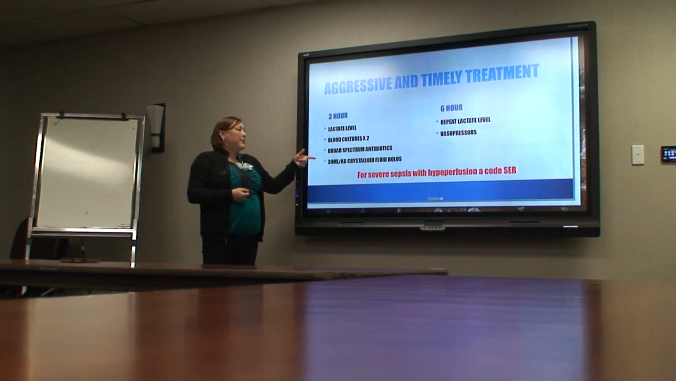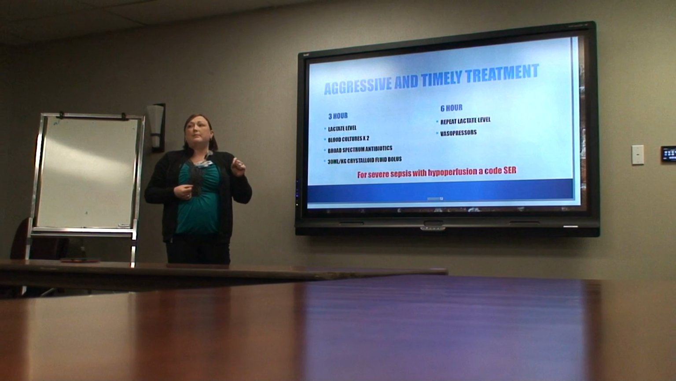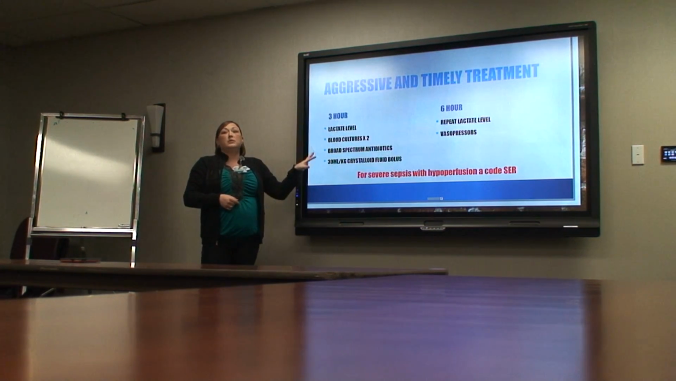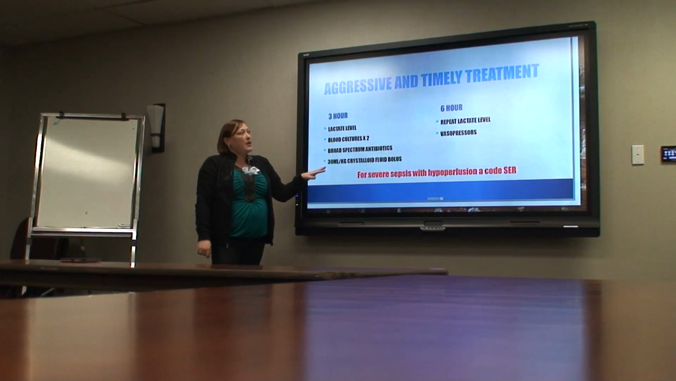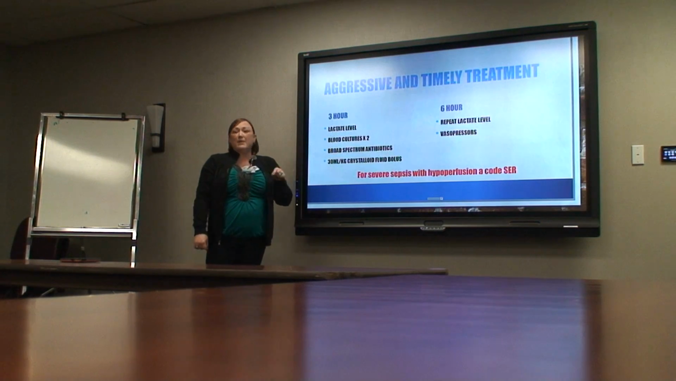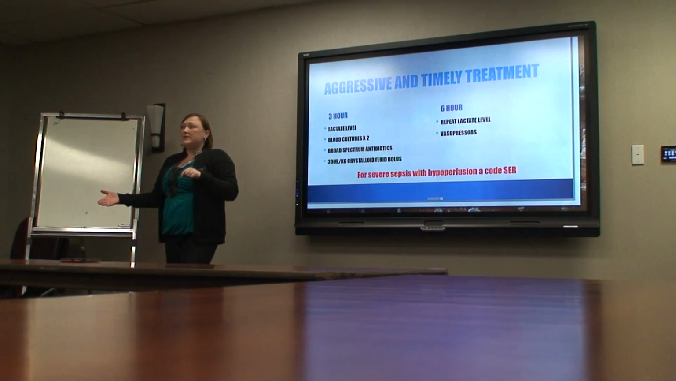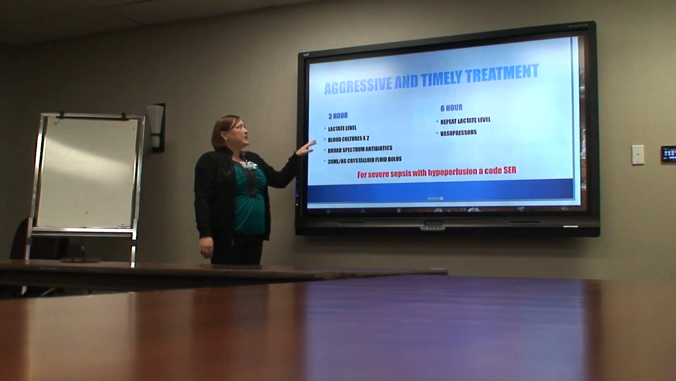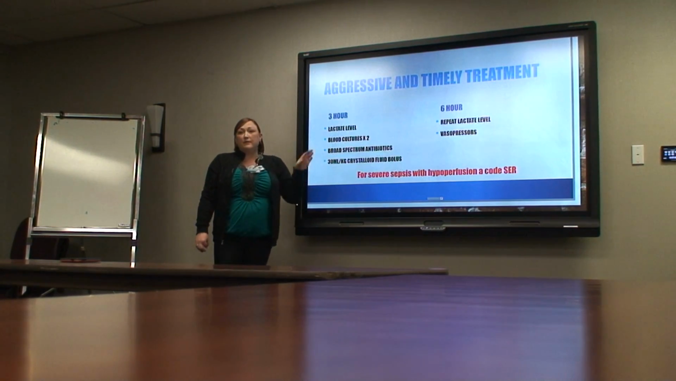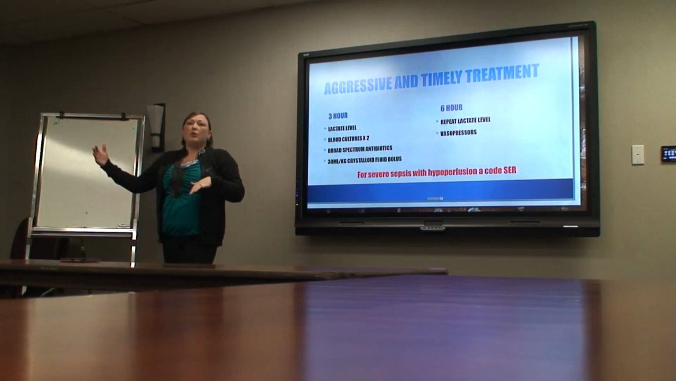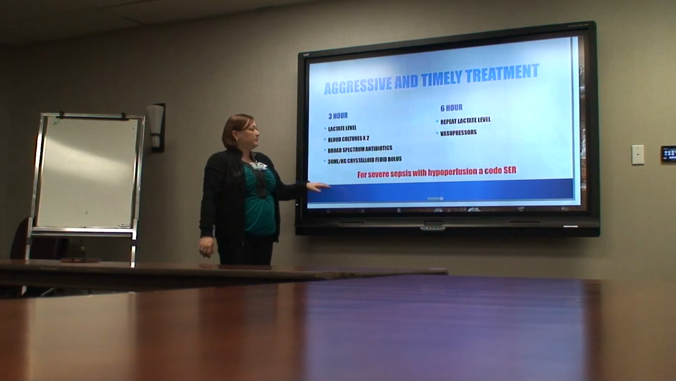If they have a low blood pressure or lactic acid above 4, you would give the fluid bolus as well, started in the first 3 hours. And then 6 hours would be, we need our second lactate by that time. And if they're going to have vasopressors, it has to be started before that time. So that's why it's important that we give the bolus in the first 3 hours, because we have to reassess them 1 hour after in order to apply the vasopressors.